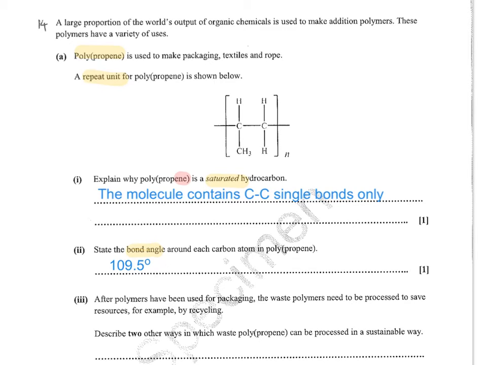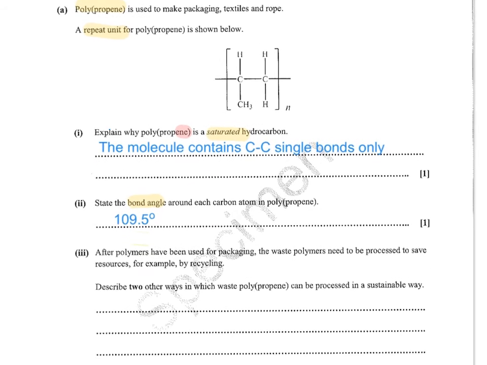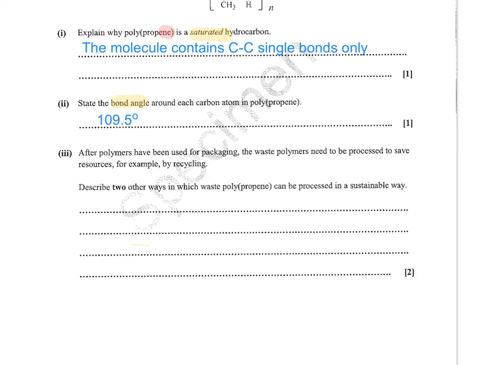So let's now move the page up a little bit. It says, after polymers have been used for packaging, the waste polymers need to be processed to save resources, for example by recycling. It says describe 2 other ways. So don't go and talk about recycling because they've already given you that in the question. And it has to be processed in a sustainable way, otherwise it's not worth processing to try and get rid of it as waste.